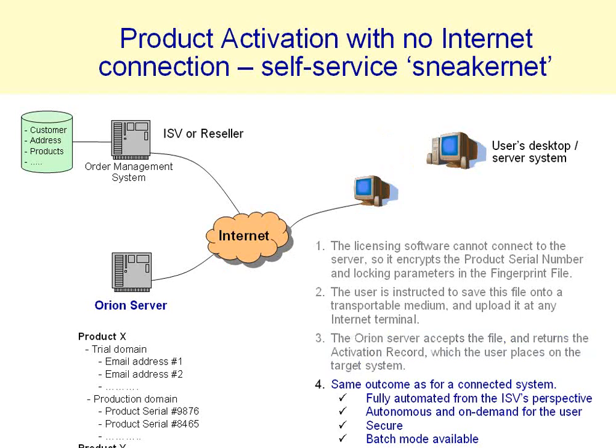So you end up with exactly the same outcome as for a connected machine, which is that, first of all, it's fully automatic as far as you're concerned. There's nothing for your operations people to do over the connected scenario. It's autonomous, it's on demand for the user, it's obviously secure, these are all encrypted files. And there is a batch mode available, so if somebody is activating 10 licenses in one go, they can do that in one atomic upload and download operation.